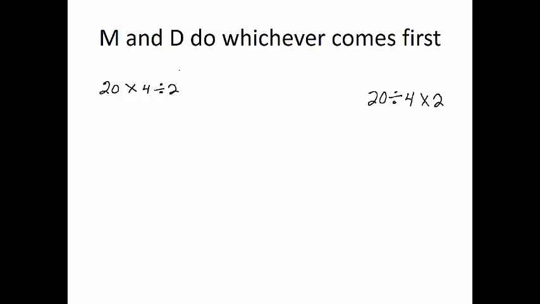Alright, for multiplication and division, you're just going to do whatever comes first. So for this problem here, 20 times 4 is 80. Divided by 2 is 40. It doesn't really matter though which one you do first. If it's easier for you to do this, like 4 divided by 2 is 2, 20 times 2 is still 40. Here, 20 divided by 4 is 5, and 5 times 2 is 10.